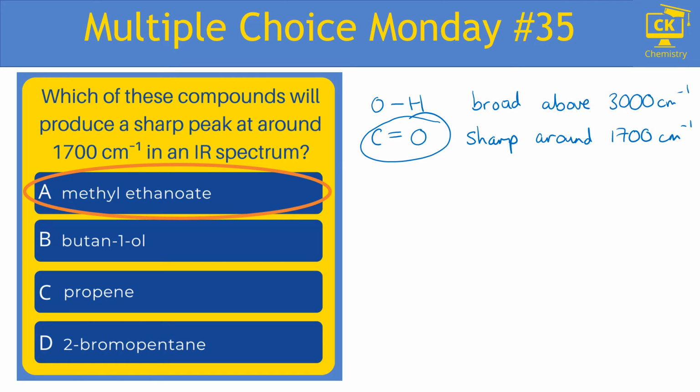B, butan-1-ol, B will have an OH peak. C is propene, so I'm not really going to see much there at all, although you may see stuff that's related to C=C. It's actually very difficult to pick that out of the messy parts of the spectrum. And the same for D, although there are things like C-Br bonds, they're actually very hard to pick out for an infrared spectrum as well. So when you're doing infrared, focus on OH and C=O.